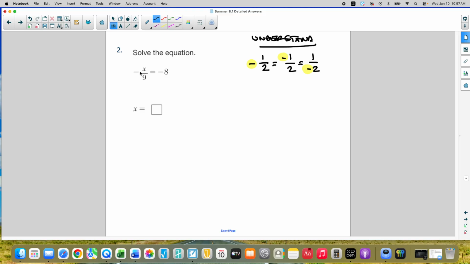So this is really, we can look at this as negative. No, we're not going to put the negative there. That's not what I wanted to show.